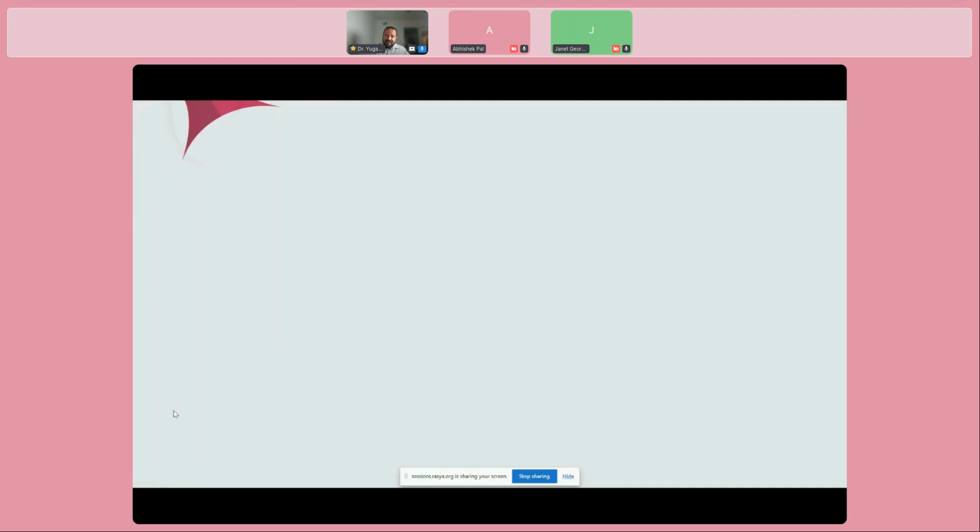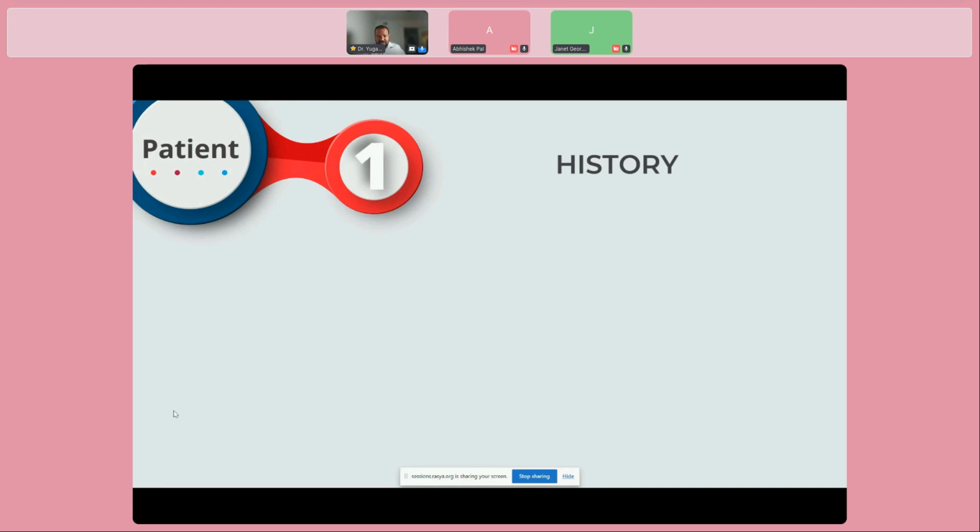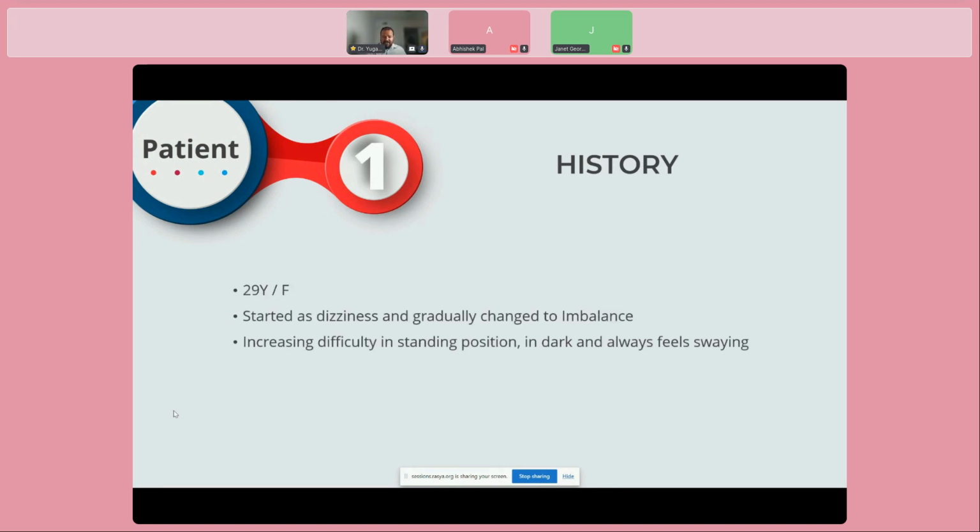The first one is actually, I'm going to focus on this first patient. It's a very interesting patient. She's 29 years old. She initially started feeling dizzy and then gradually changed to imbalance. You definitely feel a lot of imbalance, and it eventually got even worse, and she feels scared to even stand, and probably even in the dark. So even with support to walk in the dark, she feels terrible.